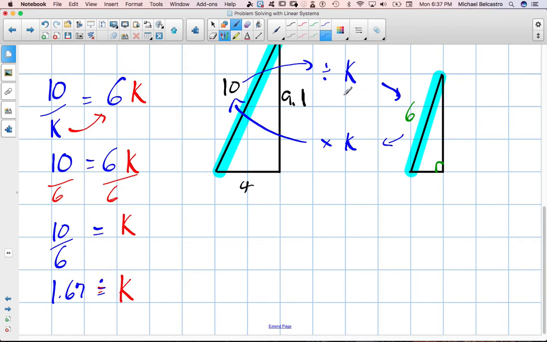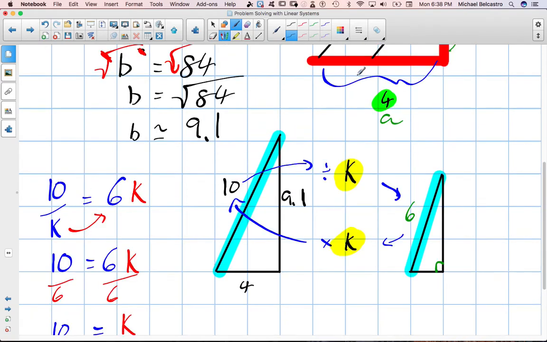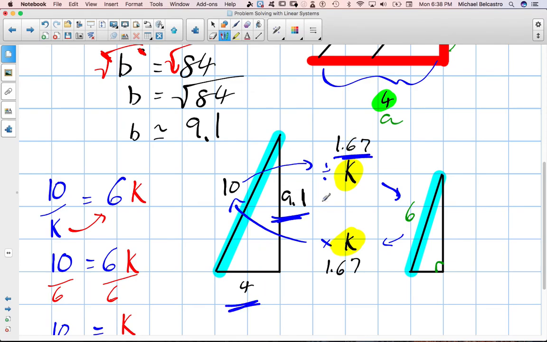Okay, so this K value, we're going to replace these two Ks with this value here, 1.67. So we divide by 1.67, or we multiply up. Now, because we have more information, in fact, we have all the information about the bigger triangle, we're going to constantly be dividing. Think of it like we're shrinking. We're going down in size.